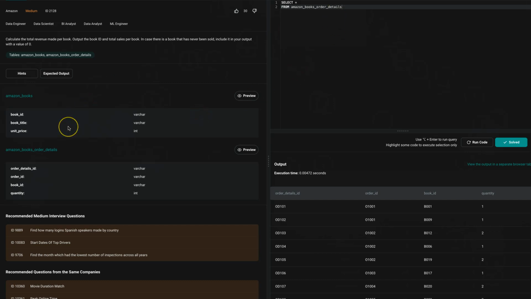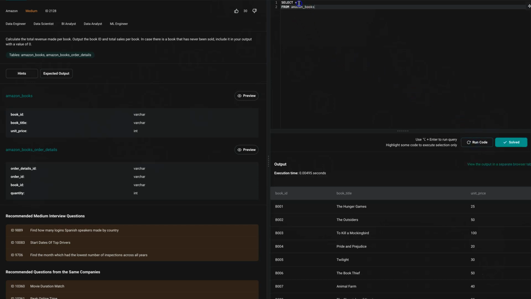So what they're asking is the total revenue made per book, right? So where are the books? Books are in this first table here. So I'm going to start from that table and build my solution using that table. Let's do select star from Amazon books and run it. Okay, looks good. Let's include the book ID. Why is that? Because they're asking to calculate the total revenue made per book. So I'm going to include the book ID and the unit price, and let's run it.